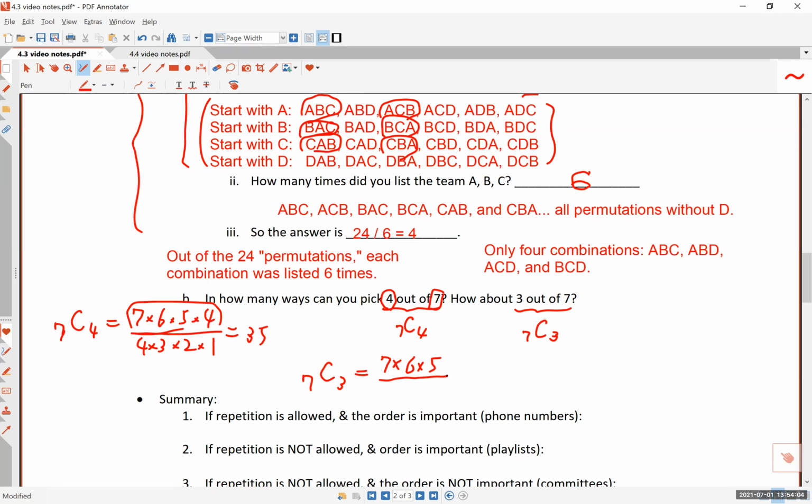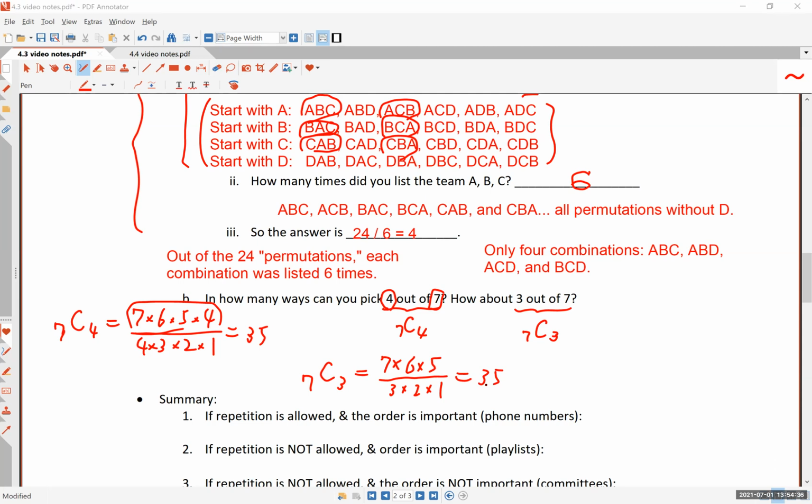But again, remember ABC is the same as BCA and BAC and so on. This is too many because each of these permutations, or 6 of these permutations, represent one combination. So you have to divide it by the number of ways in which you arrange those 3 that you have chosen, which is 3 factorial. So it's 3, 2, 1. And when you do this, you get 35. And so that is the answer to the second question.